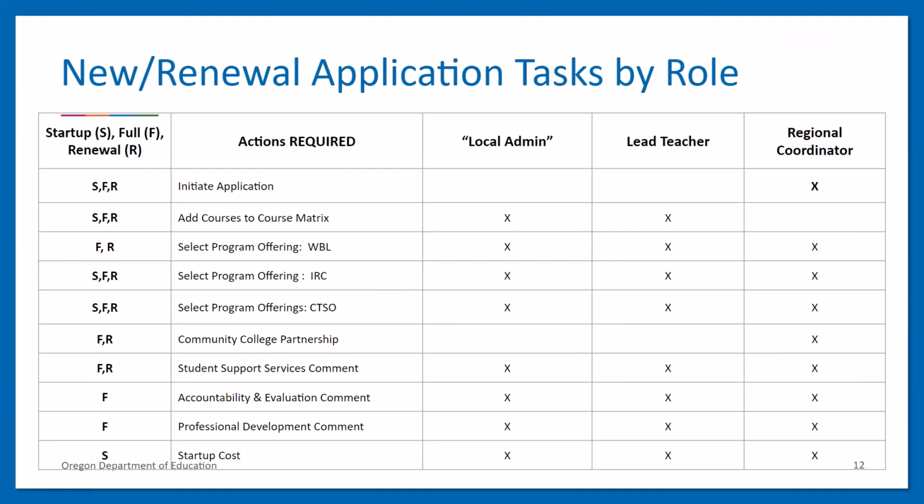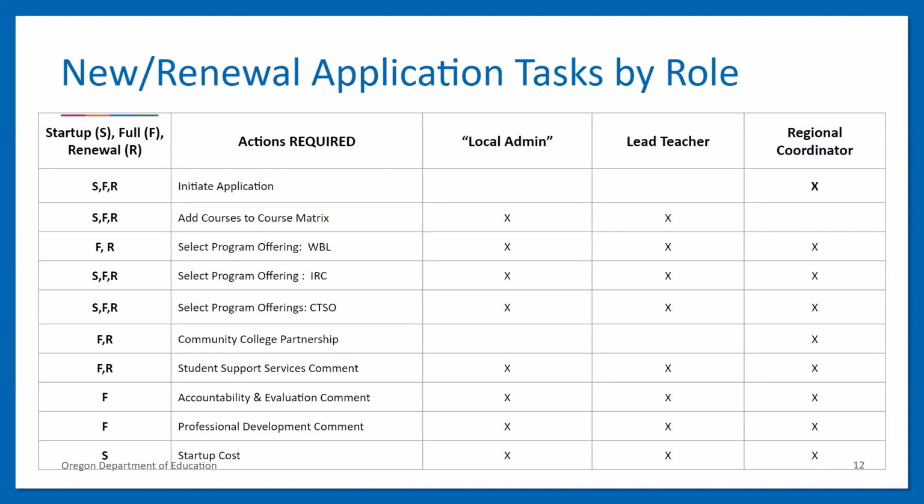For the course matrix, updating and adding courses to the matrix, it must be done by the local admin or lead teachers. And both of those are part of all 3 application types. Selecting the program offerings, or the additional components of a high quality program of study, like it's labeled on the application, are the work-based learning, industry recognized credential, and career and technical student organization fields, or CTSOs. And those fields can all be filled out by any of the 3 roles.